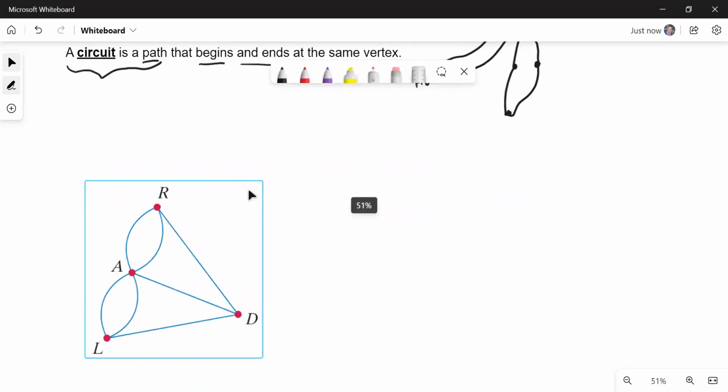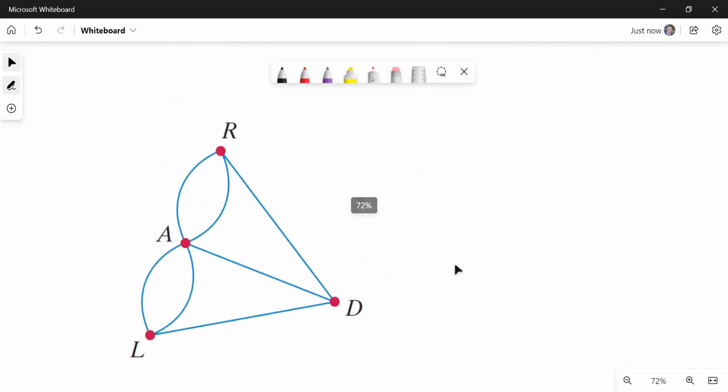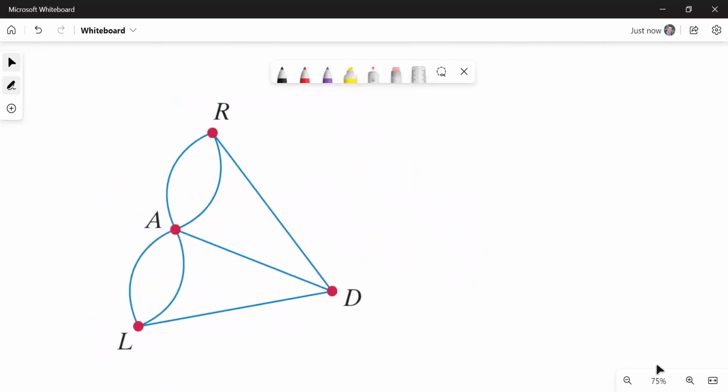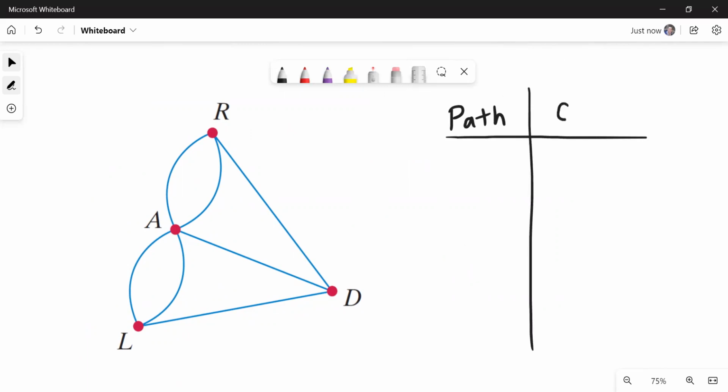So let's take a look at an example. Here is a graph. This is the graph of the Konigsberg Bridge problem. Let's remind ourselves what a path would look like, and let's compare that to a circuit. Now, I know that circuits are paths, so I'm not trying to say that if I put it in the right-hand column, it is not a path. But let's just put only a path on the left.